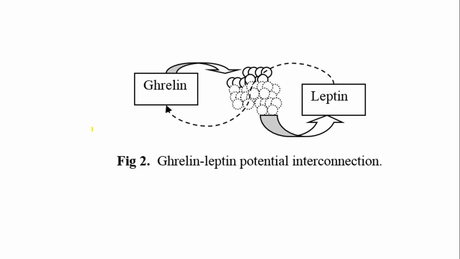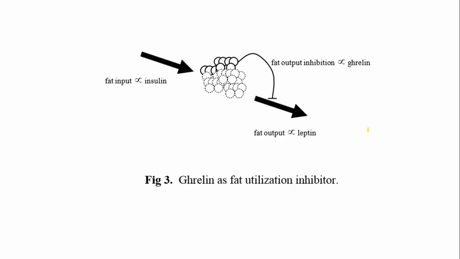This graph is just a scheme that you have here: the fat, and ghrelin and leptin connected to the fat. Ghrelin has an influence on the fat, and leptin is produced by fat. So leptin is a signal of how much fat you have. Here we have three very important players: one is insulin, the second is ghrelin, and the other is leptin. The three players are connected to fat tissue. So now you have a very nice connection between the players.